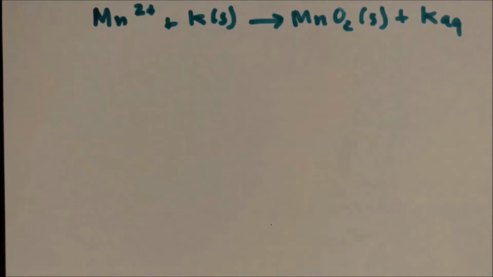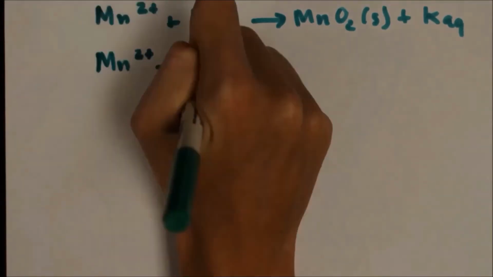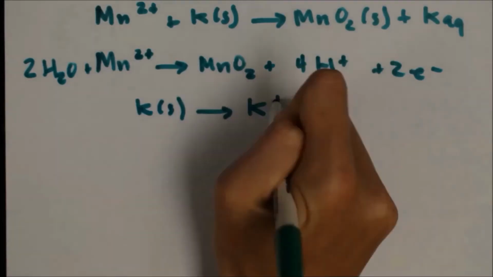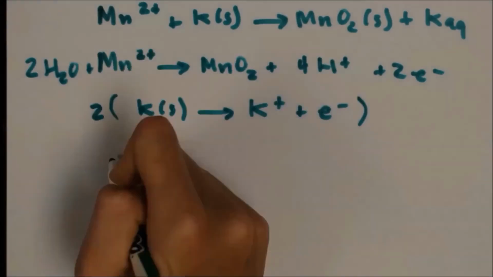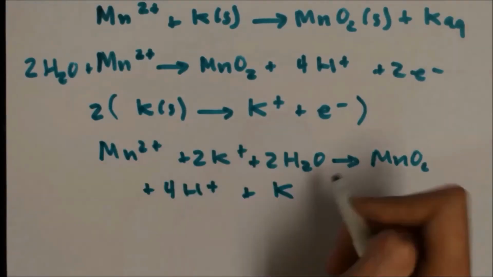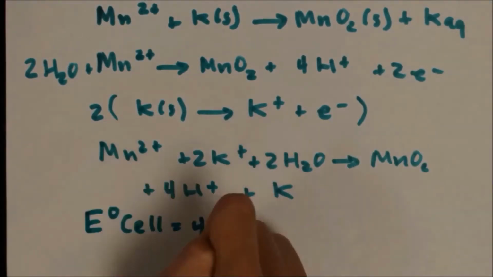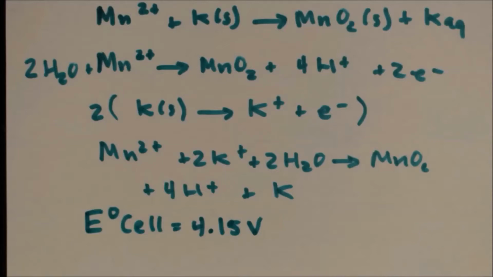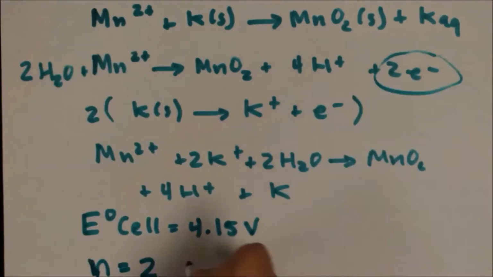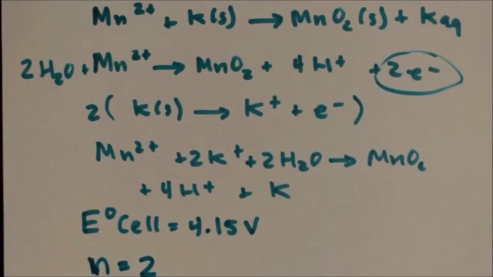energy value. Now if we balance the individual half reactions, we get an overall reaction of magnesium ions plus potassium ions plus water yielding magnesium oxide plus 4 hydrogen ions and solid potassium. The standard E cell value is 4.15 volts. Now part of the equation is the n. Where does the n come from? It comes from the moles of electrons transferred. In this case, there are 2 moles of electrons transferred.